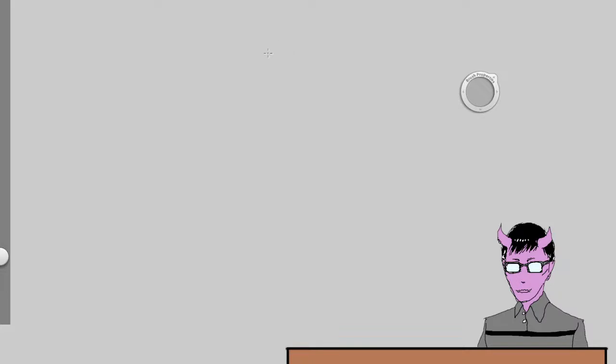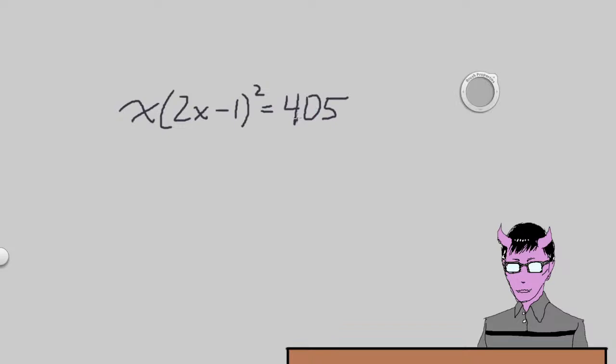We have another problem right here. Solve for x. Straightforward solve for x problem. So we have x times 2x minus 1 squared is equal to 405. Wonderful. Okay. Well, off the top of my head, it doesn't look like there are any tricks for this particular problem.